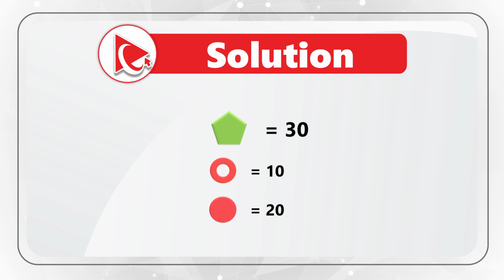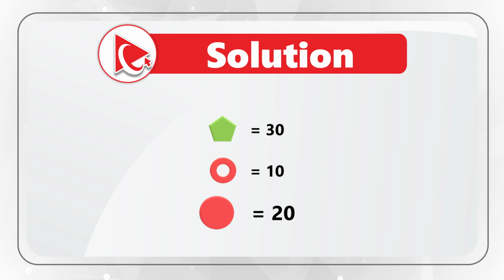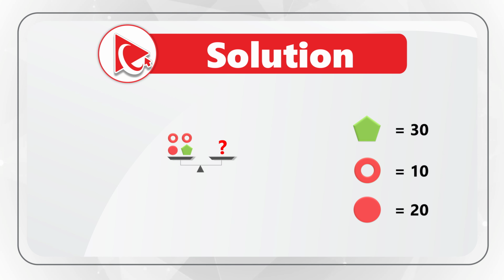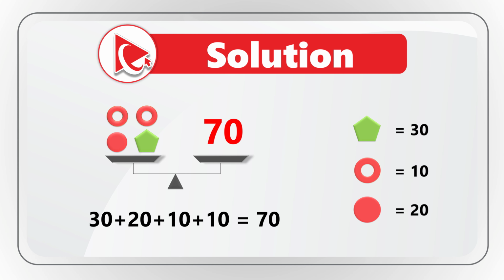Now we know the values of all the shapes. Pentagon equals 30, bagel equals 10, and circle equals 20, and we can calculate the missing number. 30 plus 20 plus 10 plus 10 equals 70, which means the correct answer is choice C, 70.